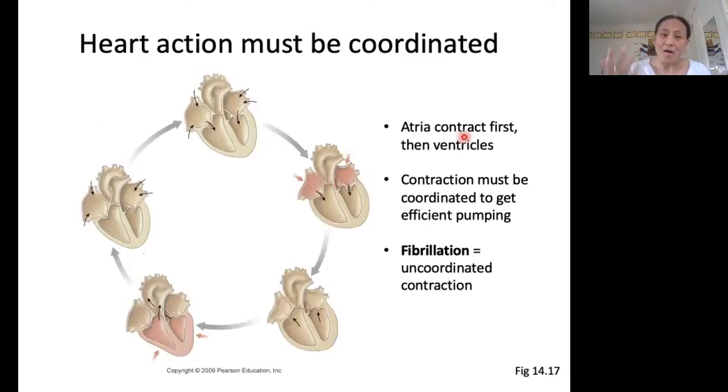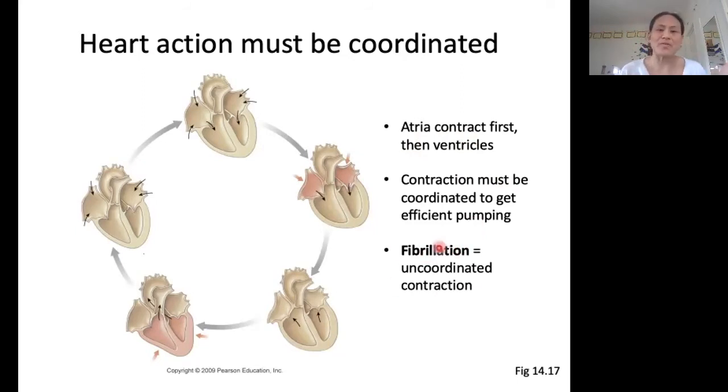So in the heart, the atria contract first, and then the ventricles contract, okay? What that means is in order to get the atria to contract first, all of the cells in the atria need to contract at the same time. And then all of the cells in the ventricles need to contract at the same time. Okay, that's the only way that we can get efficient pumping.